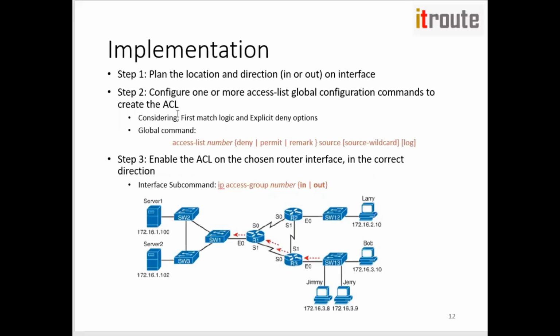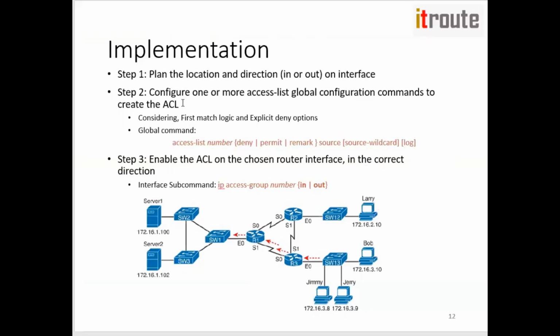So implementation. When we implement, we need to think about a few things, like planning the locations and directions on the interface. Whether you want to apply it here, or here, or over there. If you apply it here, maybe you're thinking about this subnet, but if you apply it here, maybe you want to control the entire subnet. So you just need to specify where you want to configure.